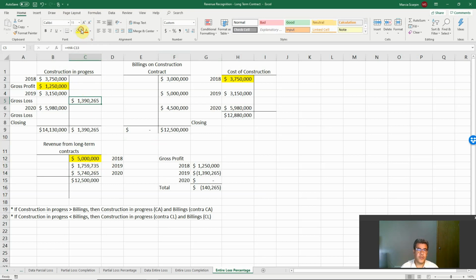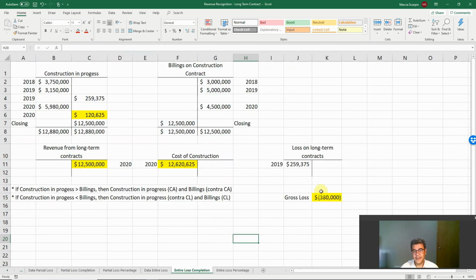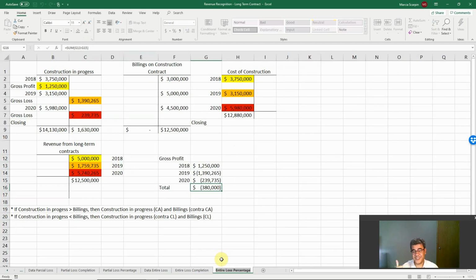Let's work with the orange one. And the last year, again, debit greater than credit. So we have a loss here. Debit less credit. So 239. Let's fill it with red here, red here, red here. And what do we have here? Gross profit 380. 380. It matches. Very good.